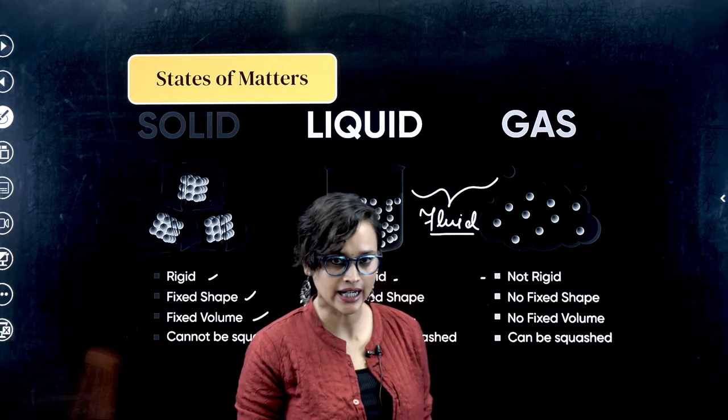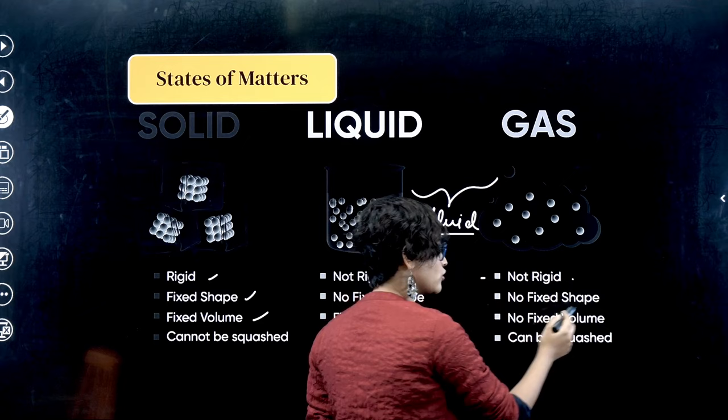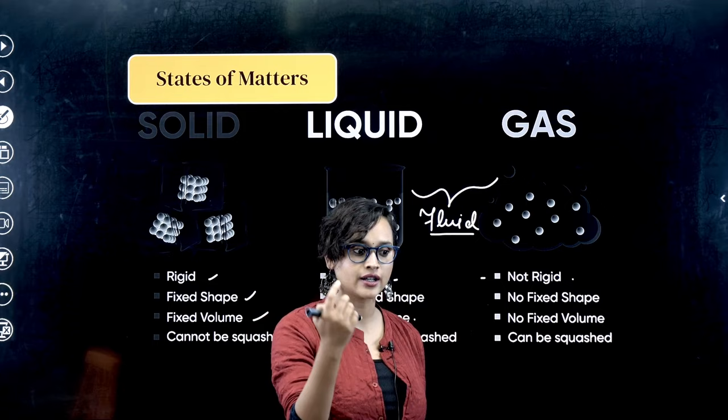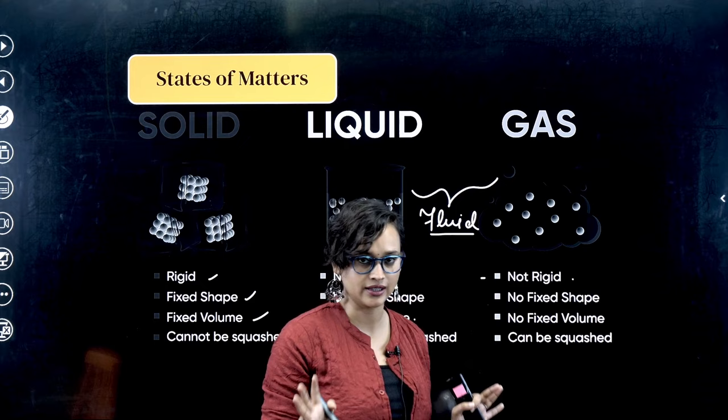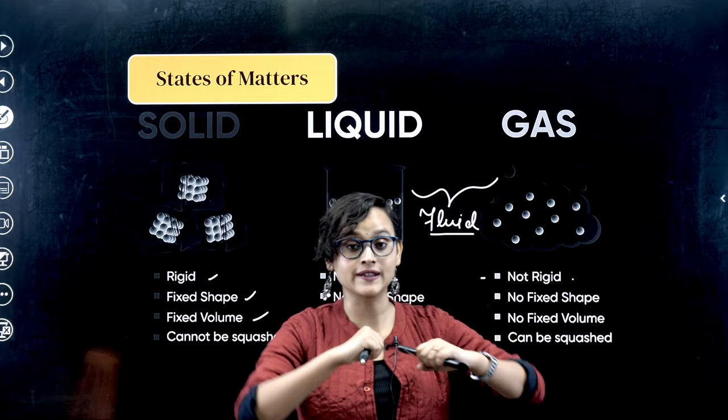Yes. Now we go to gases. Gases are also not rigid. They do not have a fixed shape. They do not have a fixed volume either. So if you take 1 liter of gas and pour it into a 20 liter bucket, it will expand so much that it will take up all the 20 liters of volume. Okay, it changes its volume basically. The volume changes, okay? And it can be squashed. That is, it is not incompressible. It is compressible. Cool? Great, okay.